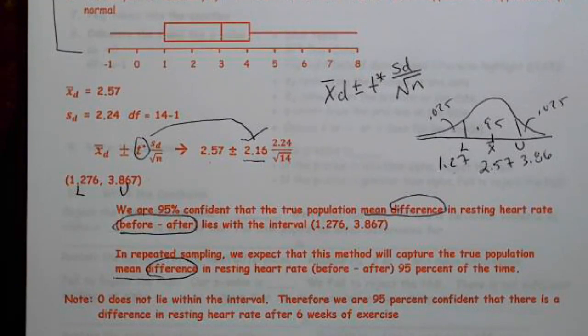All right. If 0 had been anywhere in the interval, even if it's barely inside, then we couldn't make that claim. But here we can say, you know what? Based on this, there appears to be a difference in before minus after.